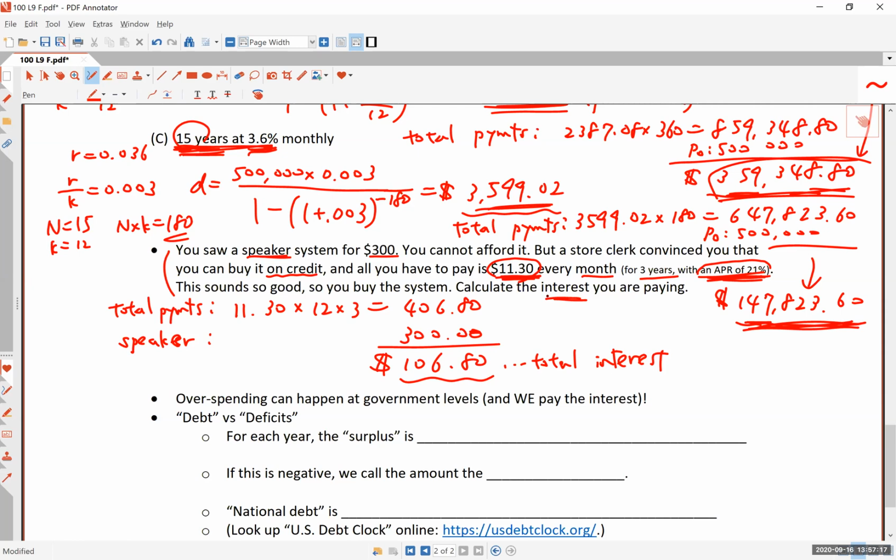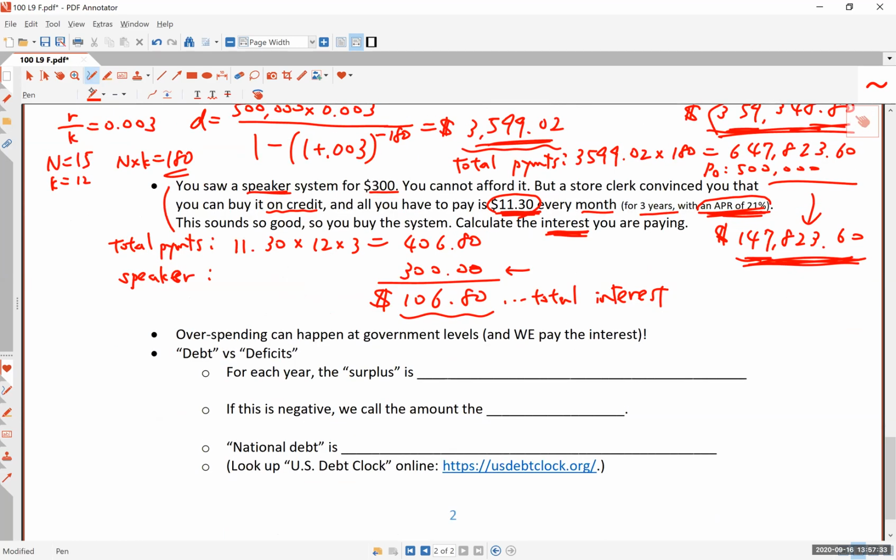And then, of course, what you want to do is reflect on this. Is it worth it, right? Is it worth paying over $160 more to buy this $300 speaker system? And you need to answer that question. Sorry to spoil your life, but this is how wisely you want to live.